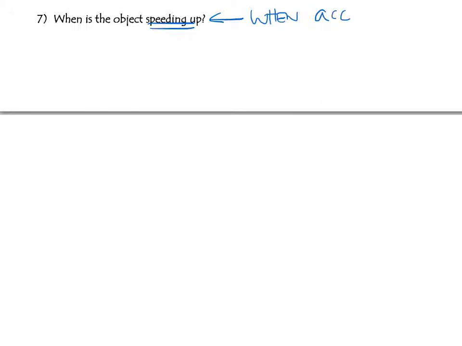acceleration and velocity are both positive or both negative. Right? When acceleration and velocity are both positive or both negative.